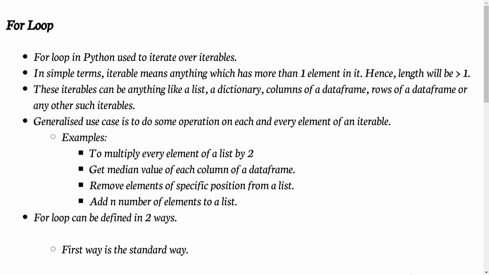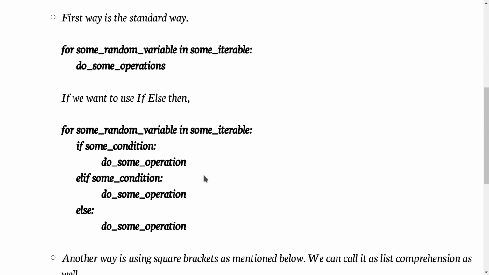A for loop can be defined in two ways. The very first way is the standard way, and the definition of a for loop in Python will be like this: for some random variable in some iterable, do some operations. If we want to use if else in a for loop, then: for some random variable in some iterable, if some condition, do some operation, else if another condition, do another operation, else do some operation.